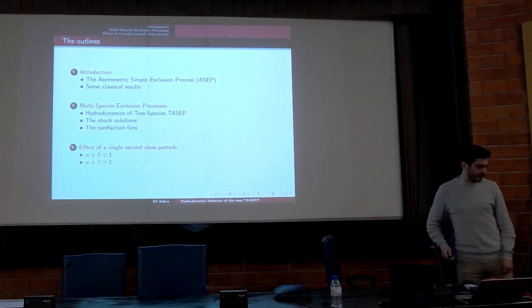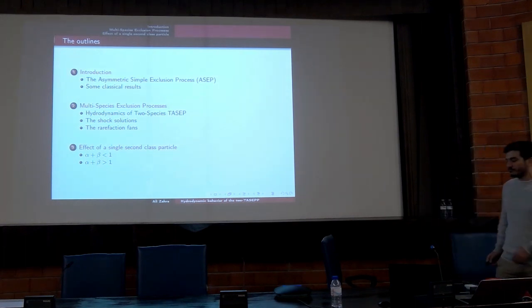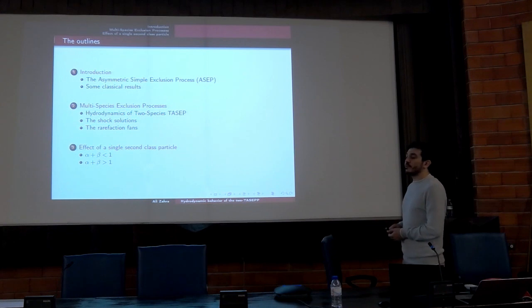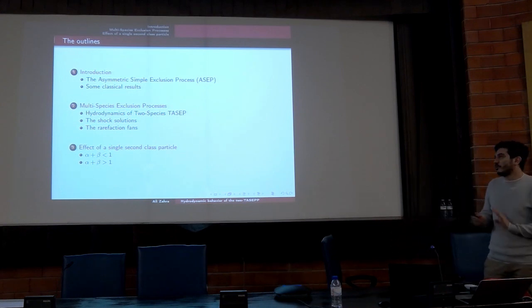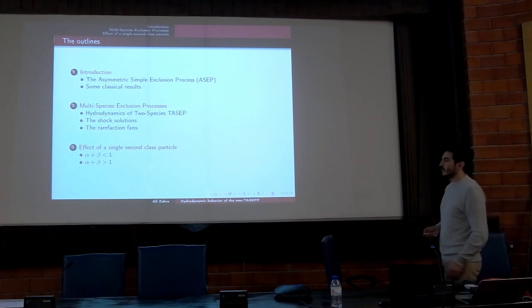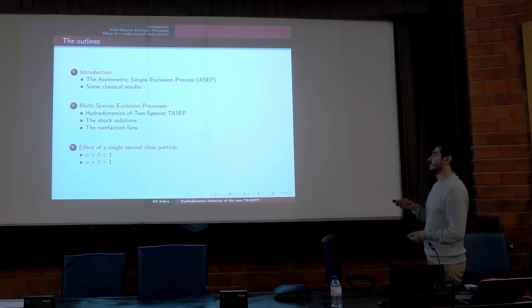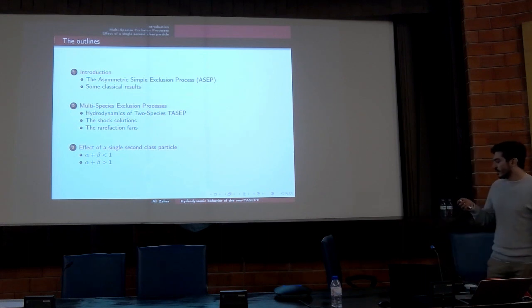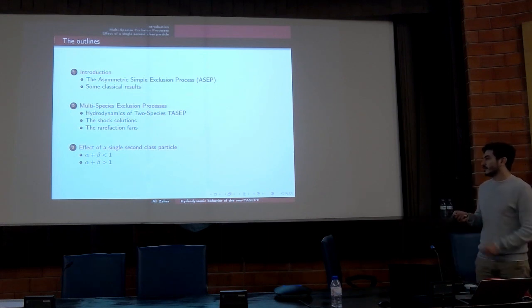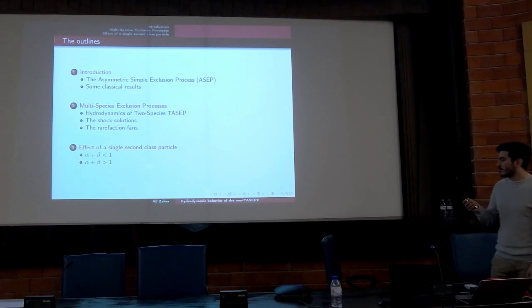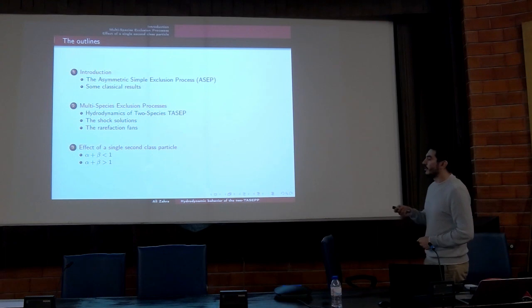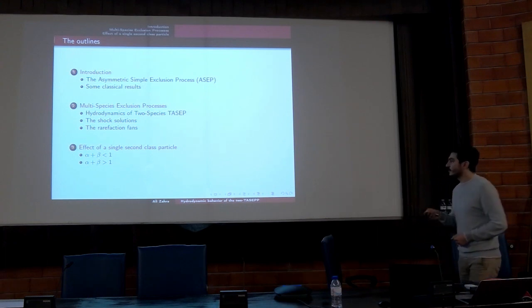First, I'll start with a very brief reminder of the most classical results of single-species TASEP that I'm sure most of you know perfectly, but still it's relevant to what follows. Then I'll speak a little bit about the multispecies generalization, and at the end I will take one single particle of second class, study the effect of this particle, and compare it to some limits of the model with an infinite number of particles.